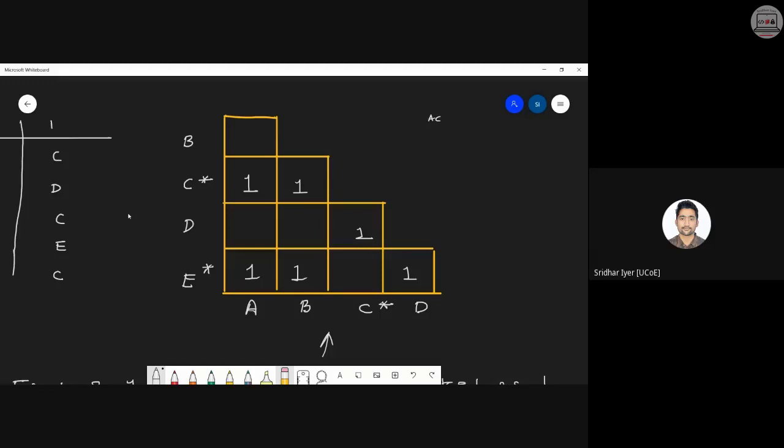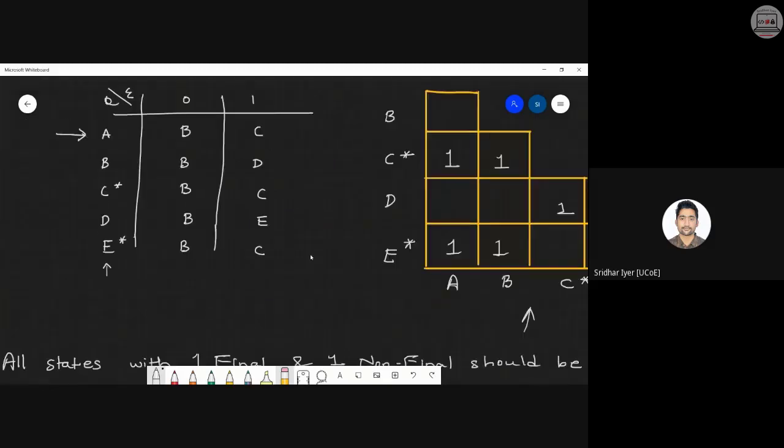Similarly, BC is again marked as one. AE is marked as one. BE is marked as one. So wherever there is a final state and one non-final state, we have to mark one inside the box. Clear with this? Any doubts? This is your step number 3.